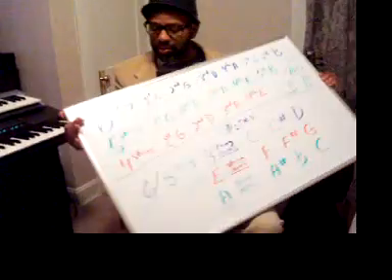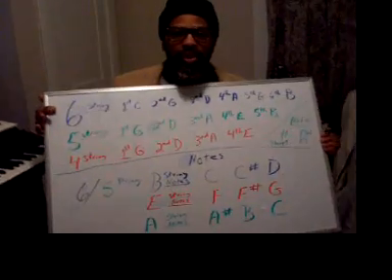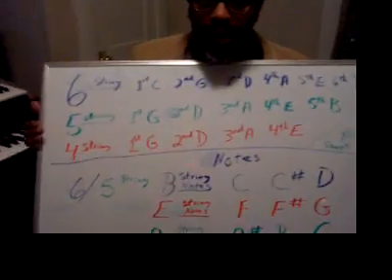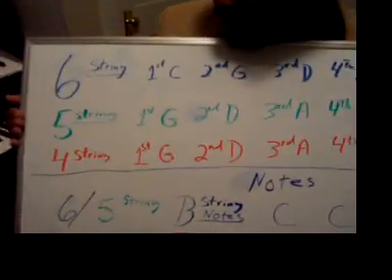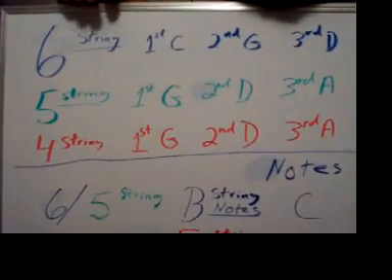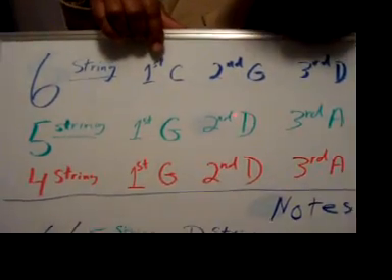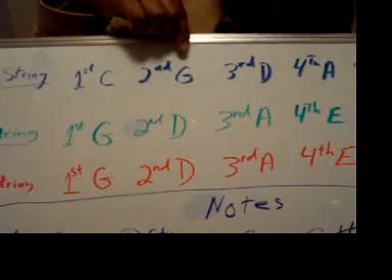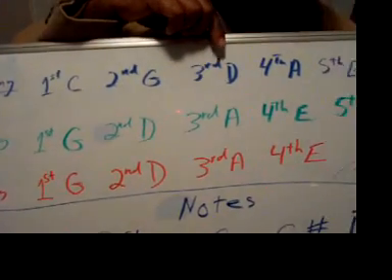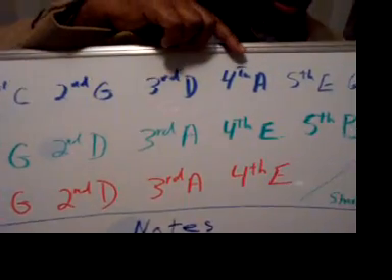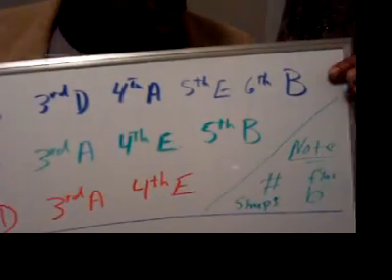If you saw lesson number 1, I'm just going to rehash lesson number 1 again. If you have a 6-string bass, your highest string would be your C string. That's number 1. Then you have G, then D, A, E, and then you have B.